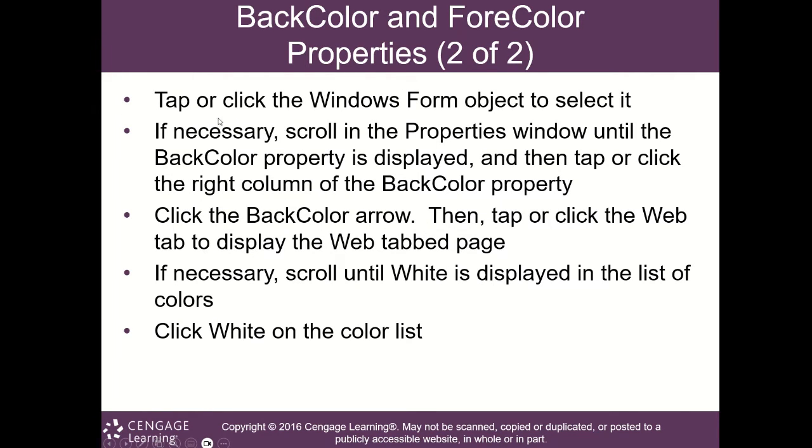So here, for the back color and fore color properties, we need to tap or click the Windows form object to select it. If necessary, scroll in the properties window until the back color property is displayed, and then tap or click the right column of the back color property. Then we will click the back color arrow, then tap or click the web tab to display the web tabbed page. If needed, scroll until white is displayed in the list of colors. Click white on the color list. So these are the instructions you need to follow.